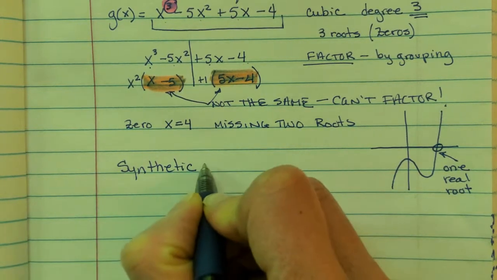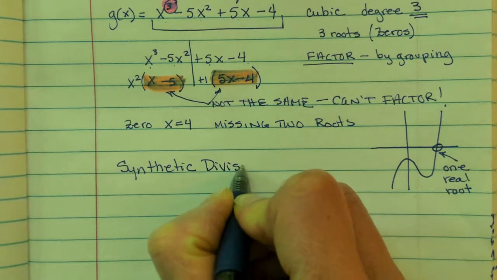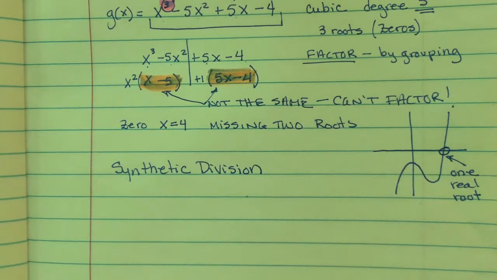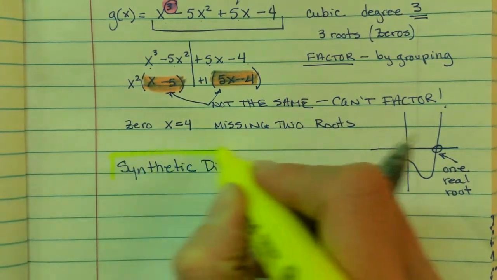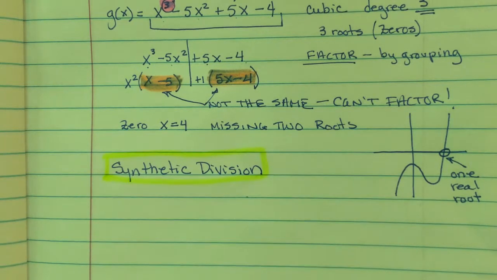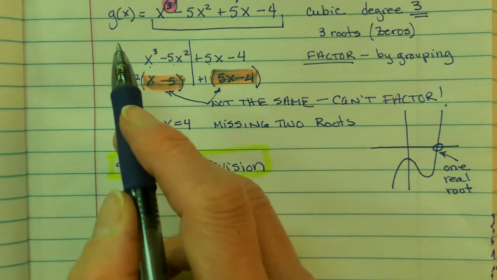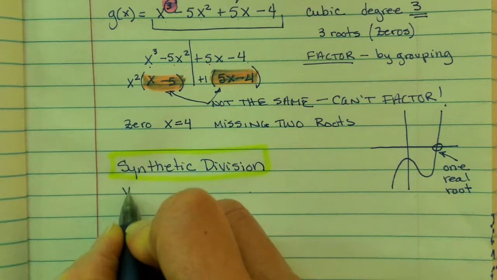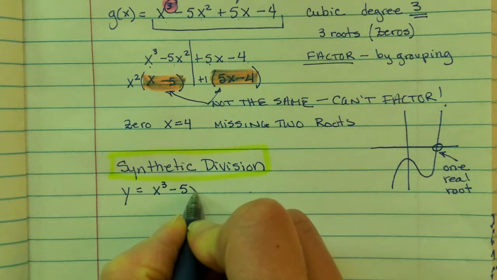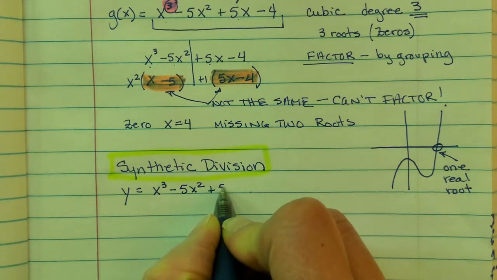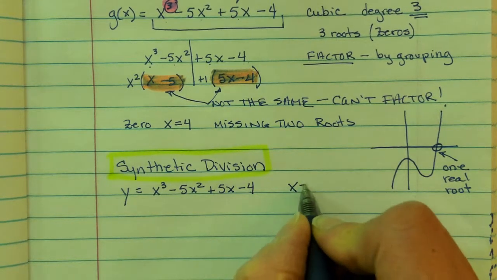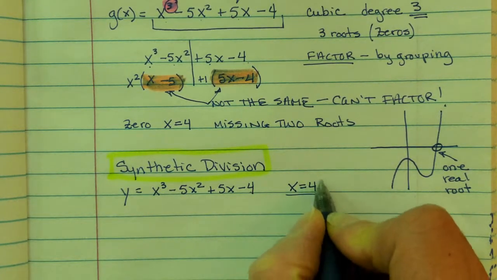Synthetic division. Okay, so this is something that you're going to need to know how to do. It comes in handy, especially with situations like this. So I'm going to go ahead and write down my function again. Instead of writing g of x, I'm just going to write y. So y is equal to x cubed minus 5x squared plus 5x minus 4. And I know that x equals 4. This here is my 0.